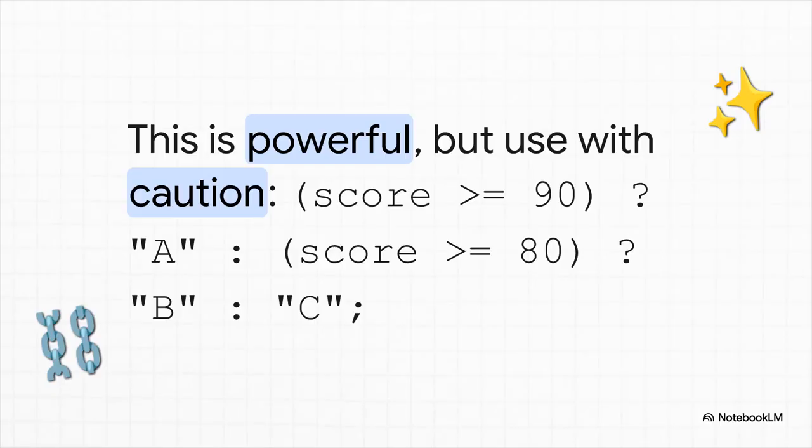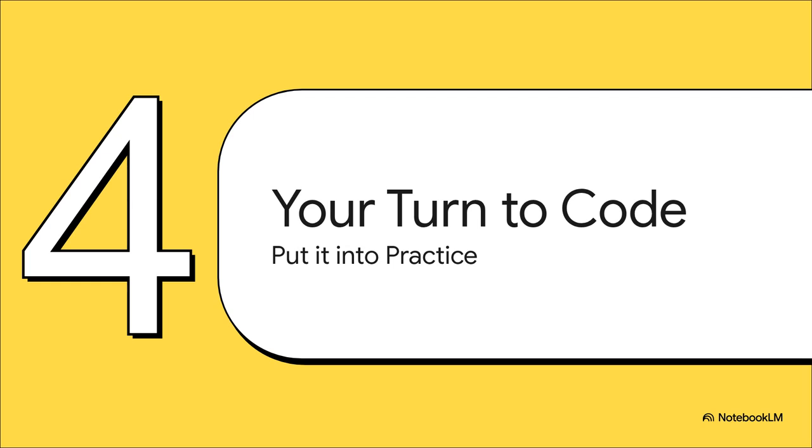Look at this. We're actually chaining ternary operators together to figure out a letter grade based on a score. This one single line of code is doing the job of a whole block of if-else-if statements. Pretty cool, right? Just a word of caution. Don't get too carried away. If you chain too many of these together, your code can become really hard to read. Use this power wisely.